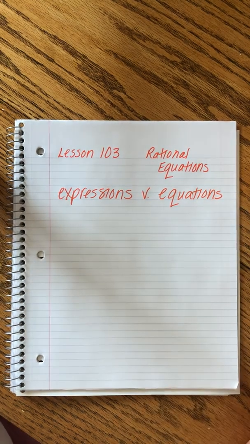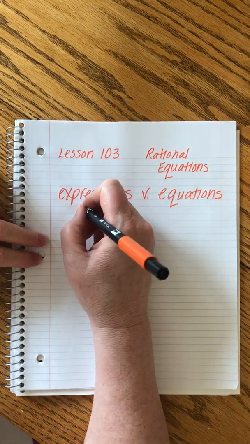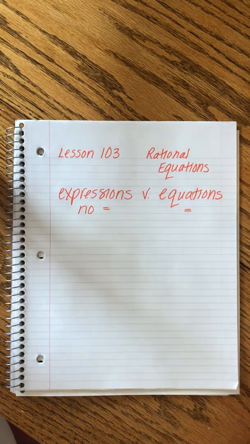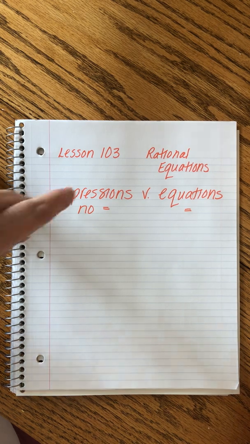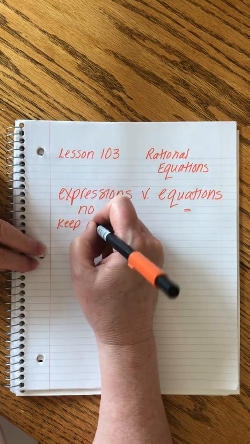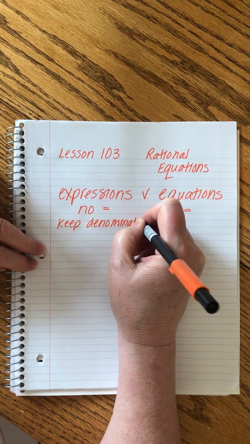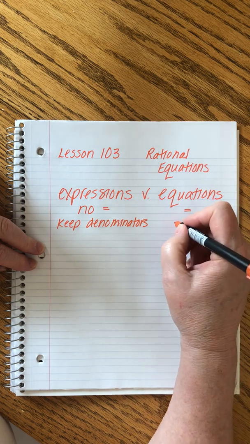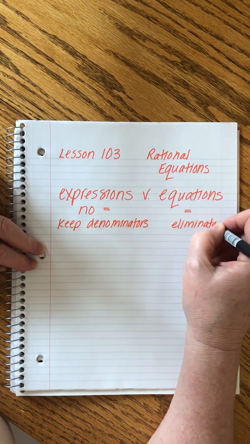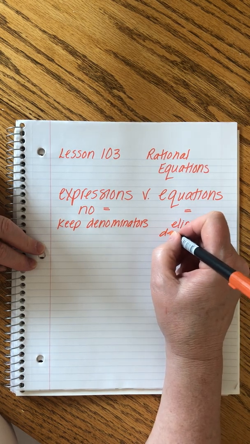The easiest way to tell them apart is that an expression has no equal sign, but an equation has an equal sign. With expressions, we have to keep our denominators. We can't get rid of them. But with equations, we can eliminate our denominators altogether.